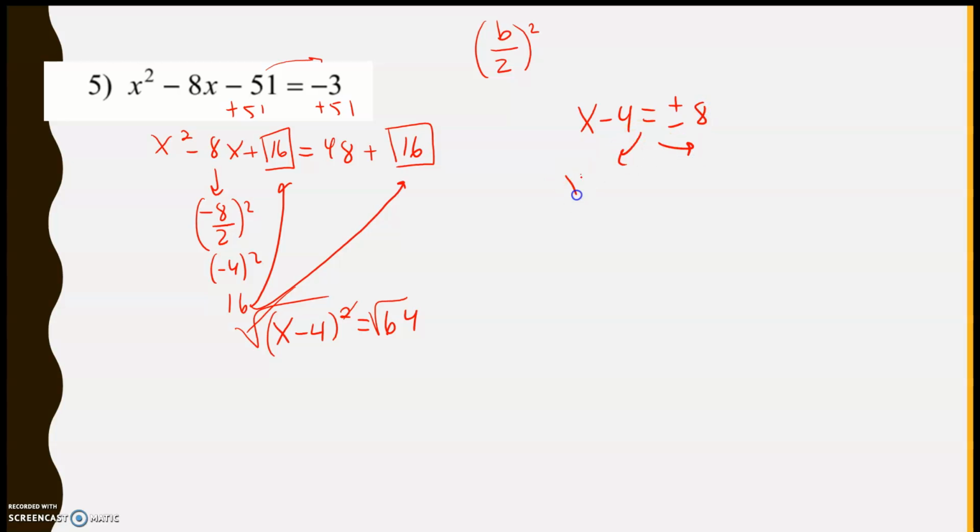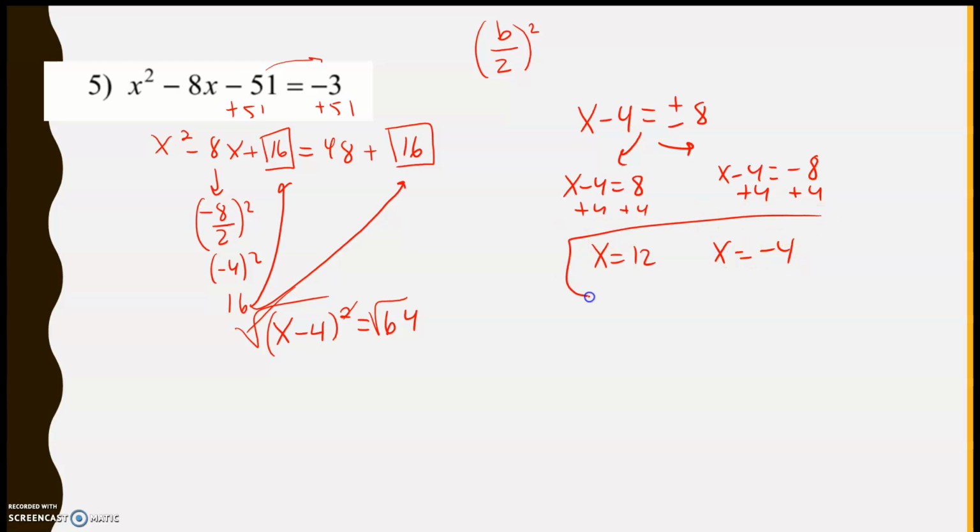Two different equations here, so I get x minus 4 equals 8 and x minus 4 equals negative 8. Adding 4 to both sides, I get x is equal to 12. Adding 4 to both sides, I get x is equal to negative 4. 12 and negative 4 are your answers.